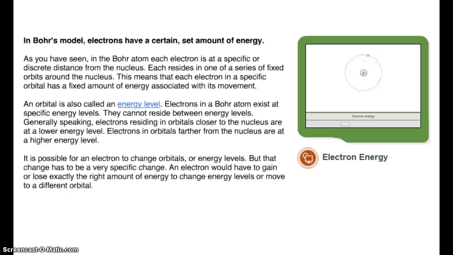It is possible for an electron to change orbitals or energy levels, but that change has to be a very specific change. An electron would have to gain or lose exactly the right amount of energy to change energy levels, or, in other words, to move to a different orbital.